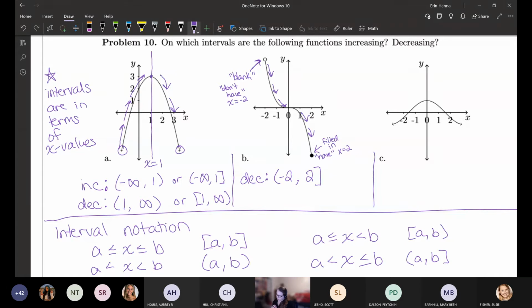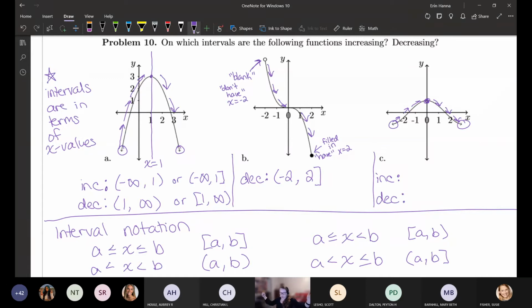Okay. This last one, moving from left to right, we're kind of going up, we're going up, we're going up, and then here at x equals 0, our y values are suddenly getting smaller as we move from left to right. So we are going to have an increasing piece and a decreasing piece. Now this also has the little tiny itty bitty arrows at the end of both sides, so this is going to continue off forever. So we're going to have infinities in this one.